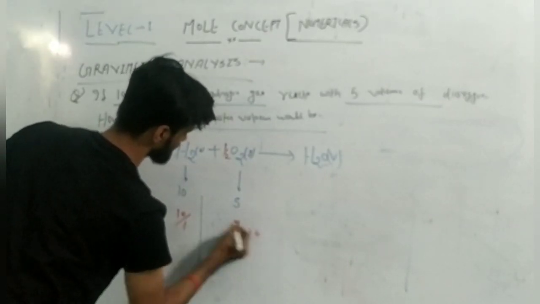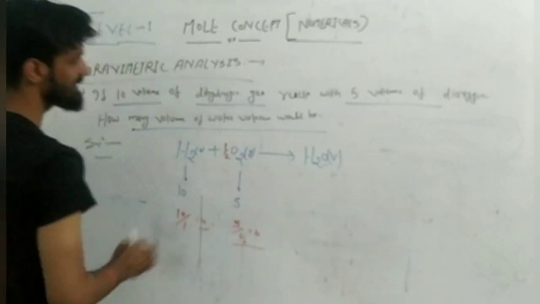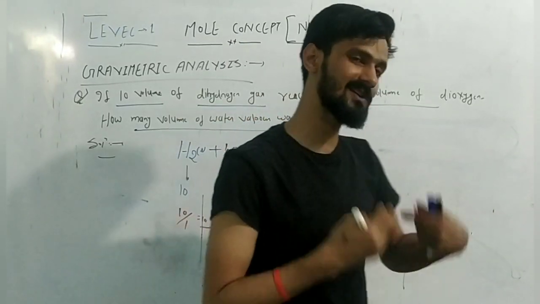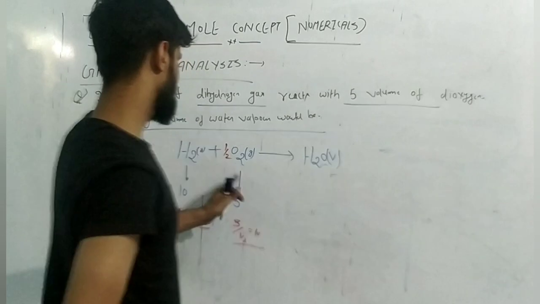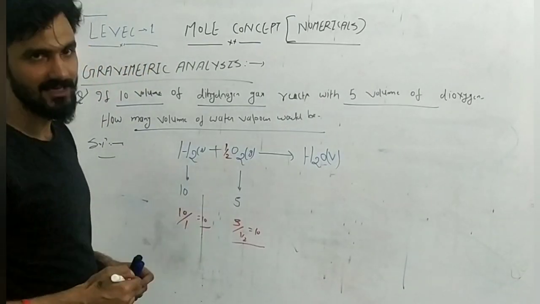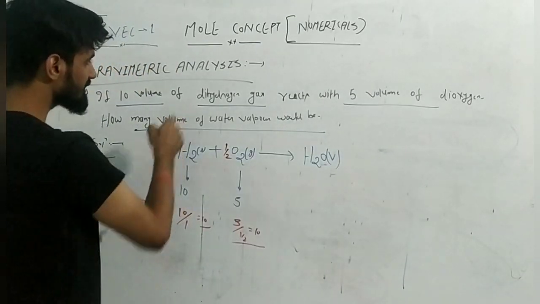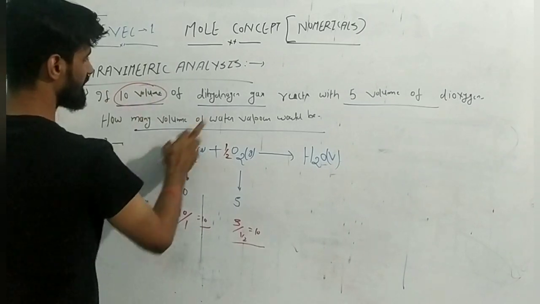that is equal to 10, that is equal to 10. So in this reaction no one is the limiting reagent, no one is the excess reagent, because there is 10 and there is 10. Okay, so here the question is asking about 10 volume of dihydrogen.